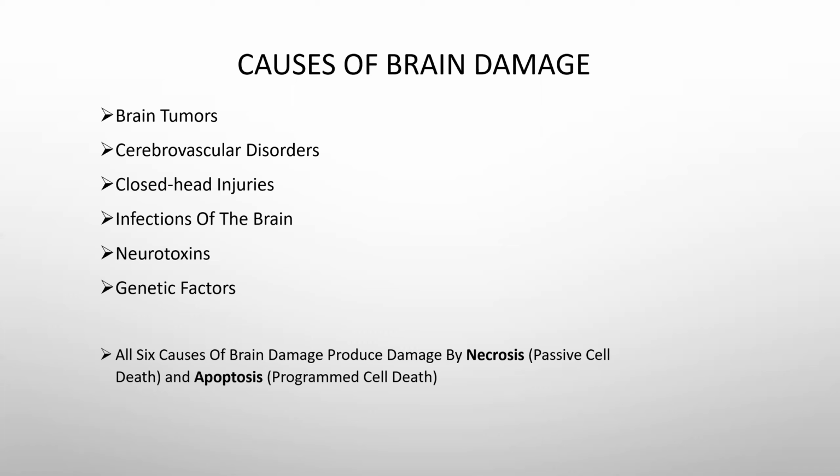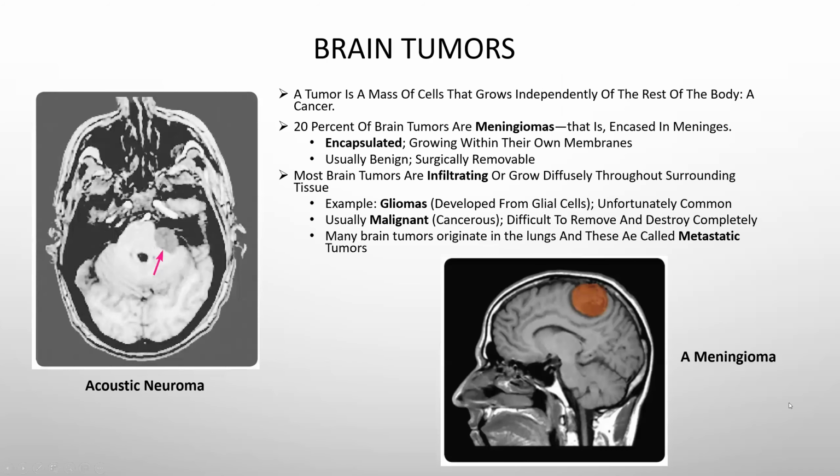are characterized by necrosis, which is passive cell death, or apoptosis, which is programmed cell death. And we'll talk more about apoptosis as we go through here. But let's go ahead and start with brain tumors. Okay. A tumor is a mass of cells that grows independently of the rest of the body. Okay, so a cancer. Cancer is an abnormal growth of cells.